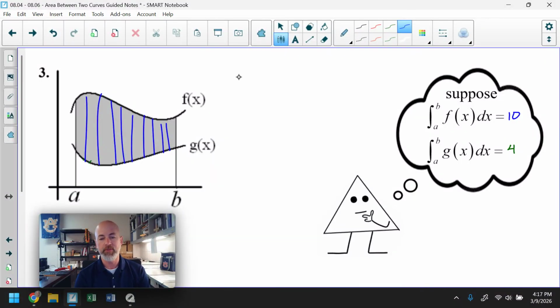And so the setup for this one is going to be the antiderivative from a to b of my f of x. That's going to give me 10 minus, and then I'll take away from that the area from a to b of g of x.